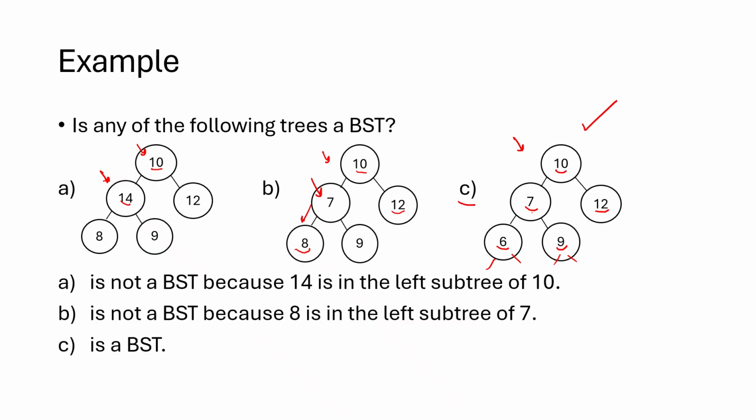For example, if you're imagining this as a data structure for holding records of students at the university, then the student ID is going to be the key, and the student ID is unique for each student. So we don't have repeated keys in our binary search tree.